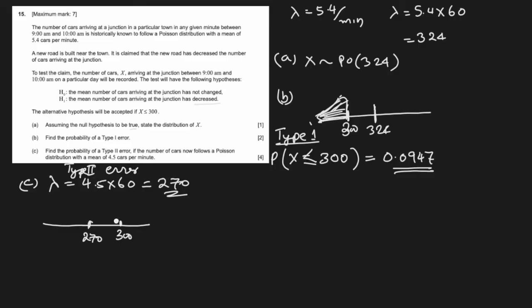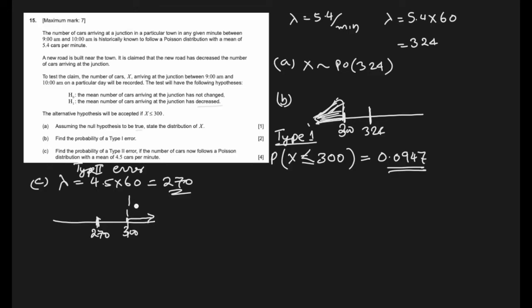In type 2 error, the thing is false, but still we write it correctly. So if this 270 is the mean, it could be false here, but by mistake or by error we can, because more than 300 we are accepting null hypothesis, right? So we can say it is true here, whereas it is false. That means we have to find the probability of this area. For that we will write probability of x is greater than 300, then it will be type 2 error.